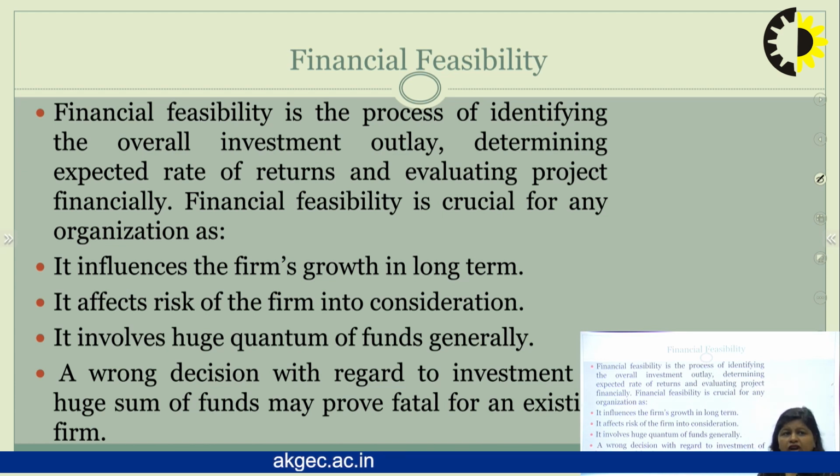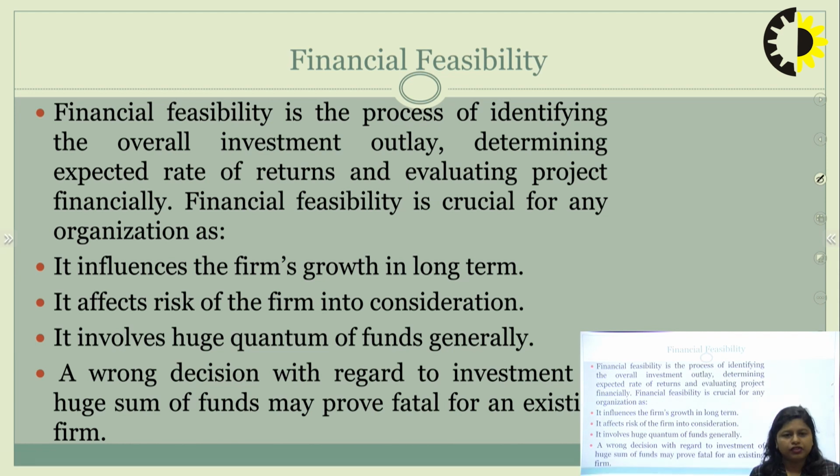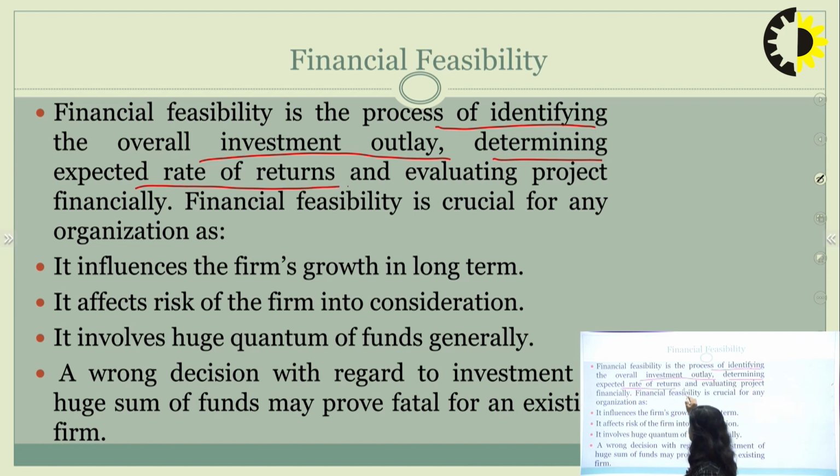Okay, so financial feasibility is the process of identifying the overall investment outlay, meaning the total investment framework. You can see what the total investment is, the whole investment structure. In this process we also determine the expected rate of return and evaluate the project financially. So you can see there are three things involved here. One is identifying the overall investment outlay. Second is identifying the expected rate of return, and the third is evaluating the project financially.